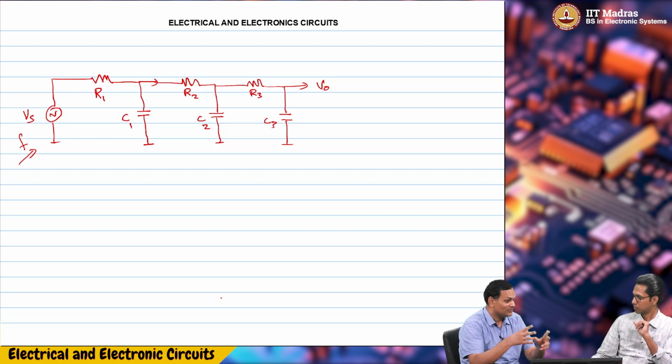Correct. So I understand. So what you are saying is we need to transform from the time domain to some other domain. Maybe frequency domain? Frequency domain. Something like that.